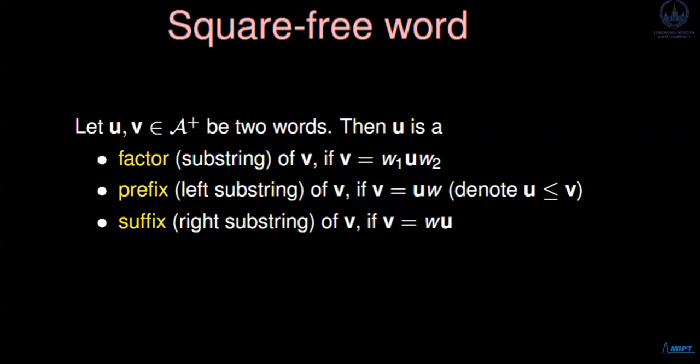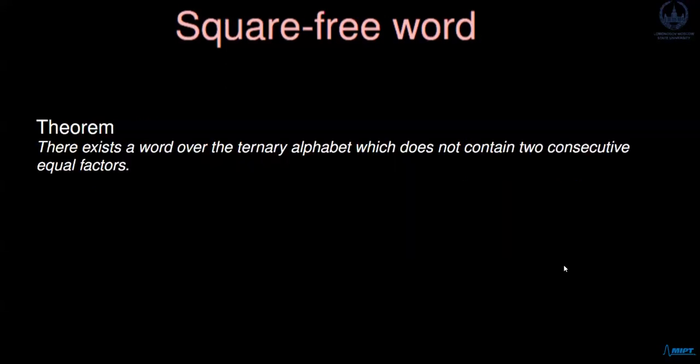So now let's look at the concept of a square-free word and the key theorem associated with it. A word is called square-free if it does not contain any consecutive repeated factors. In other words, there are no two adjacent and equal substrings within a word.